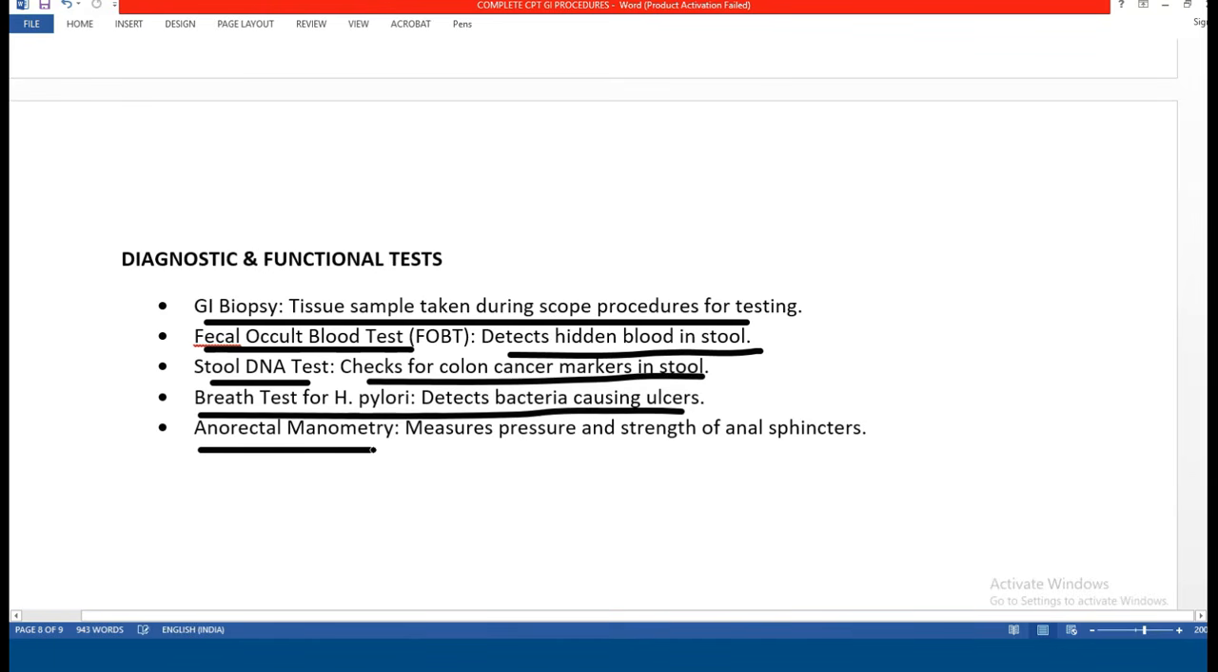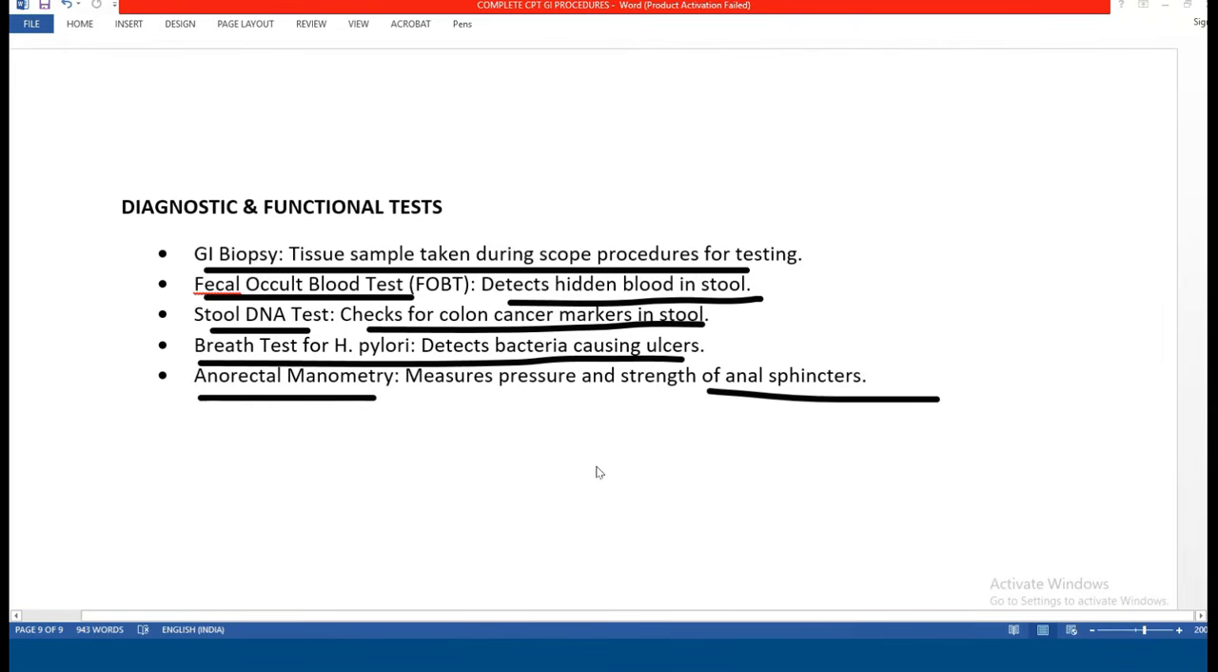Anorectal manometry, here also pressure measurements. So previously we have discussed sphincter. So anorectal manometry measures pressure and strength of the anal sphincter. So okay guys, these are the most common procedures you will encounter while coding GI procedures, whether in outpatient using CPT or inpatient using ICD-10 PCS.